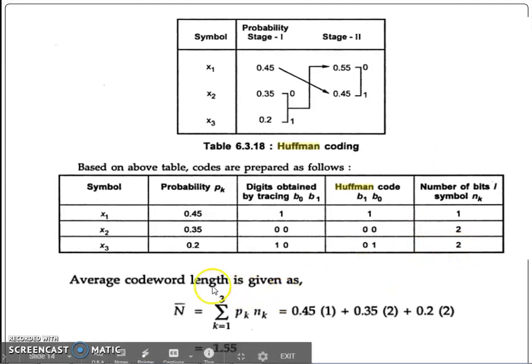Now we will calculate the average code word length. The capital N formula is given by summation k 1 to m. As we know, capital M value is 3. So the summation is 1 to 3.